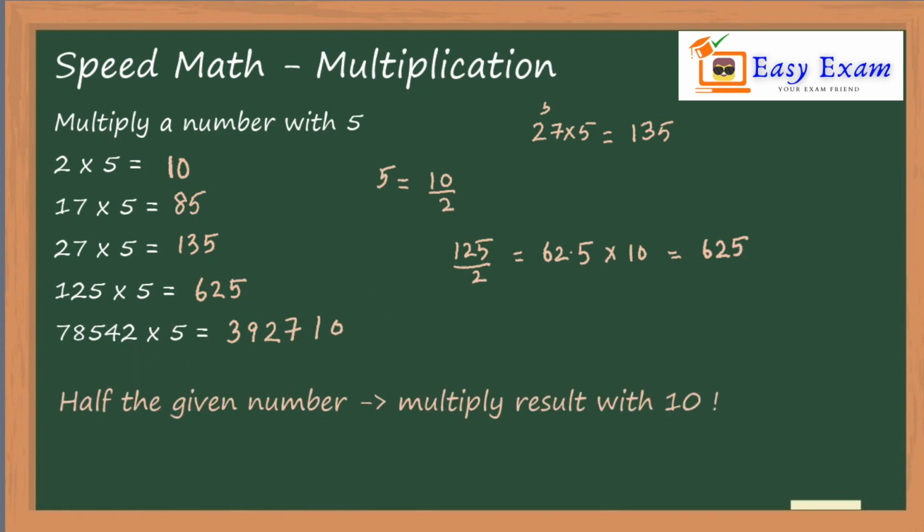So here you go, the summary of our discussion. In order to multiply any number with 5, just half the given number and then multiply the result with 10.